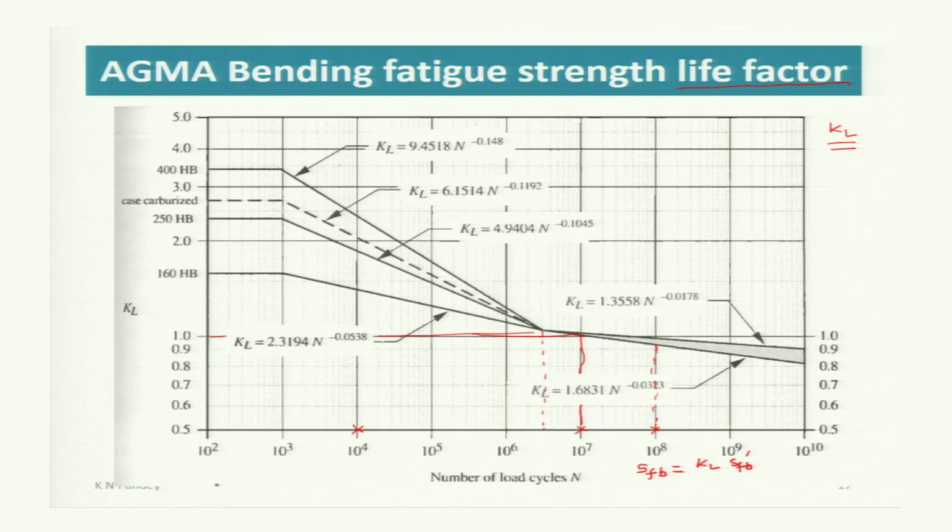Depending on the different types of materials, like for 400 HB you will use this curve, for case carburized you will use this curve, and the formulas are also given. Directly you can use the formula, that means KL is 9.4518 multiplied by N, the life for which you want to design. So, if your material steel is 400 HB and the life required is 10 to the power 4, then just substitute 10 to the power 4 here and get the value of KL. So, for different types of materials different curves are there and you may use them or use the formula directly to get the value of KL.